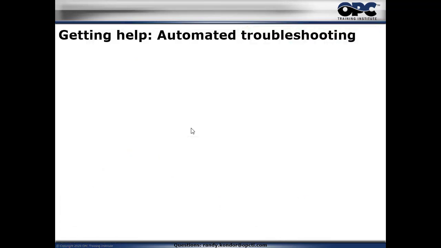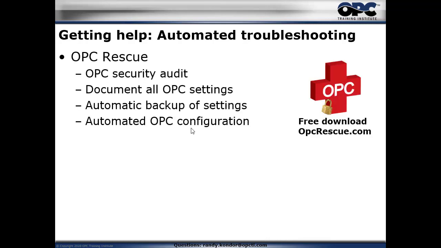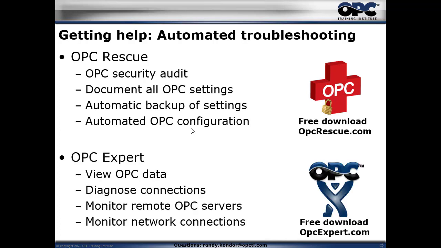Okay, now, we'll get to your questions right away here, but let me just finish the last couple of slides. For automated troubleshooting, you can download OPC Rescue or OPC Expert, of course. Both of those provide you a security audit. They document all your OPC settings. They enable you to view the OPC data and diagnose connections. OPC Expert can, of course, do much more. It's kind of like OPC Rescue on some serious steroids. So you can download these and give them a try today. OPCexpert.com is where you can go to get them, or OPCrescue.com.